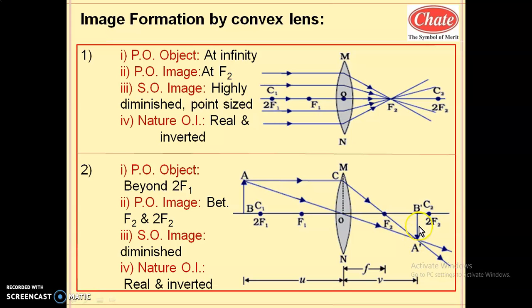What is the position of the image? It is in between F2 and 2F2. If you use this procedure properly, whatever I am describing again and again, you will get the position of the image exactly between F2 and 2F2. You may take this distance not as 3 centimeter, then 2 centimeter like this: 0, 2 centimeter, 4 centimeter, then 6 centimeter and 8 centimeter. As per your convenience, you can arrange the distance between these segments, but it must be equal.